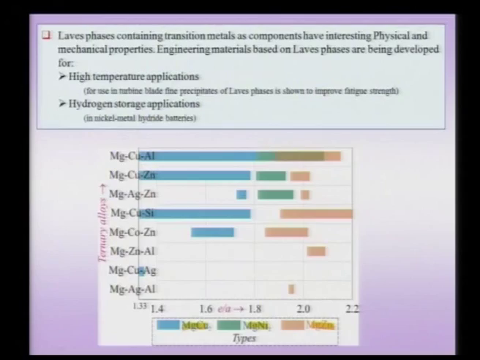In the magnesium copper zinc system, for an e/a value up to about 1.8, you form an MgCu2 structure, and between 1.8 and 1.9 approximately you form the MgNi2 structure, and at a value centered around 2, you form the MgZn2 structure. In other words, in these ternary Laves phases, the electron to atom ratio has an important role to play in the formation and stabilization of these structures.